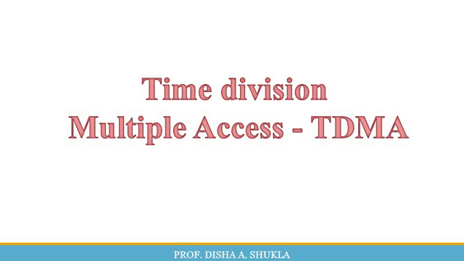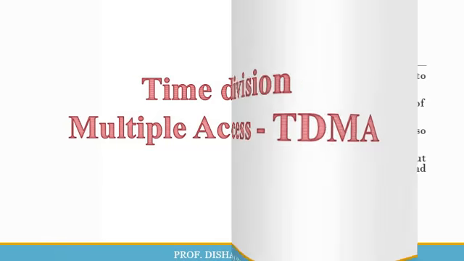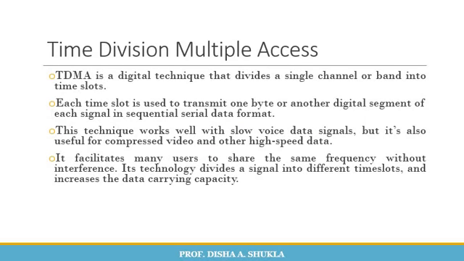This technique works well with the slow voice data signal but is also useful for the compressed video and other high-speed data. A good example is the widely used T1 transmission system, which has been used for years in the telecom industry. T1 lines carry up to 24 individual voice telephone calls on a single line.